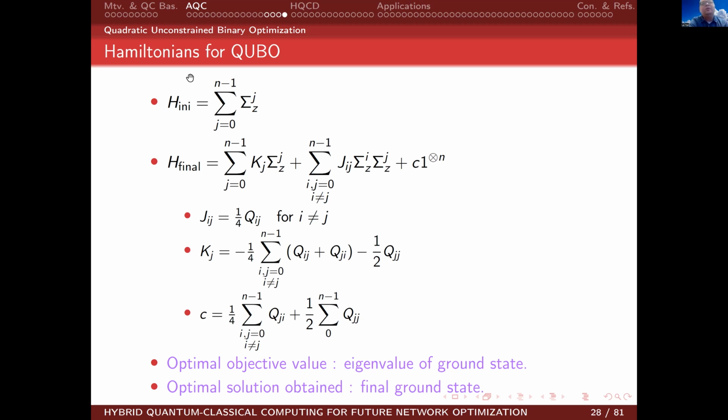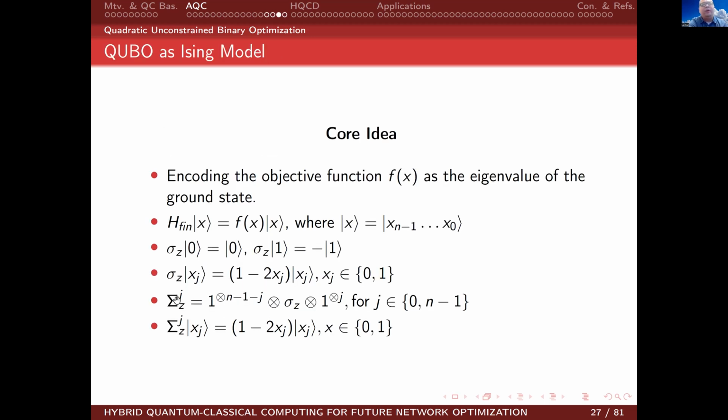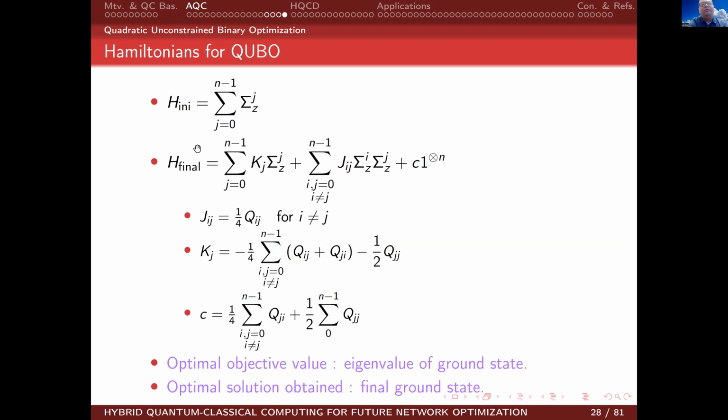First, the initial state. The initial state is very simple. We do not change too much. We do not utilize the Q information. The Hamiltonian essentially is also a matrix. And based on the definition on the previous slides, the sigma z j, we can define the initial Hamiltonian. However, the final Hamiltonian is the most important.